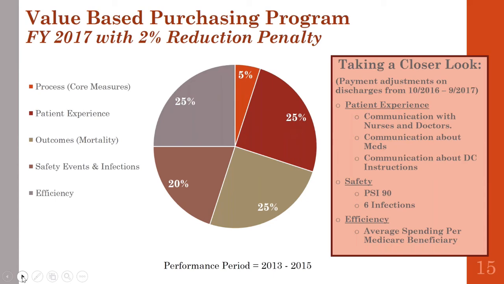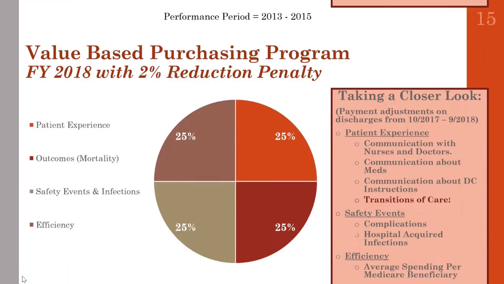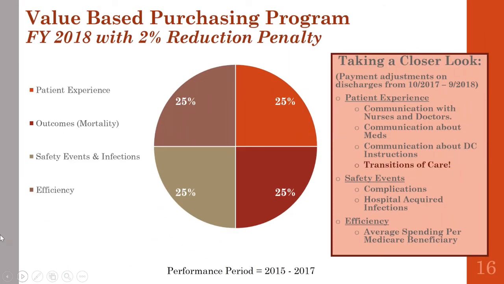So this just wrapped up in September, like I said, and now we're in fiscal year 2018. The 2% reduction penalty is still in place, but you see the pie has balanced out a little bit, and we have finally gotten rid of core measures in the value-based purchasing program. And now it's a quarter split between the other 4 categories.